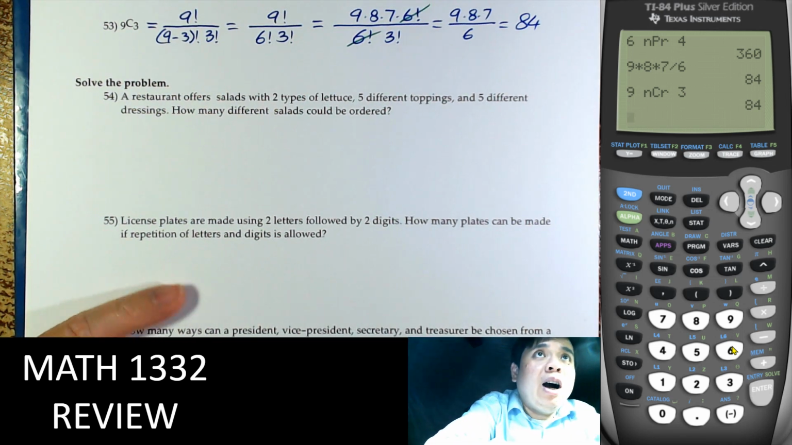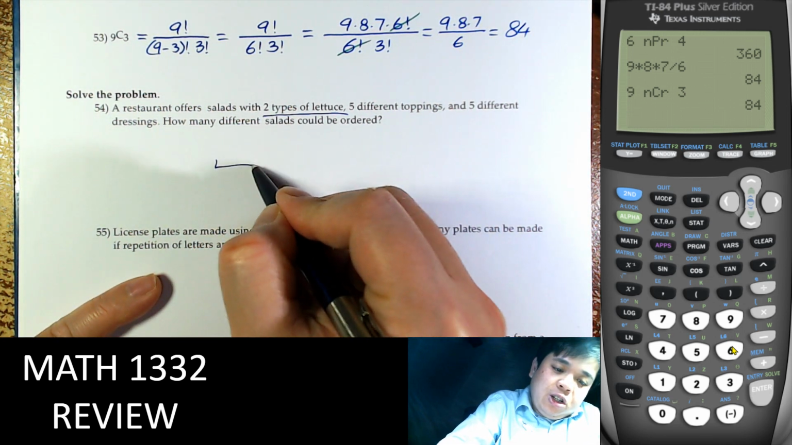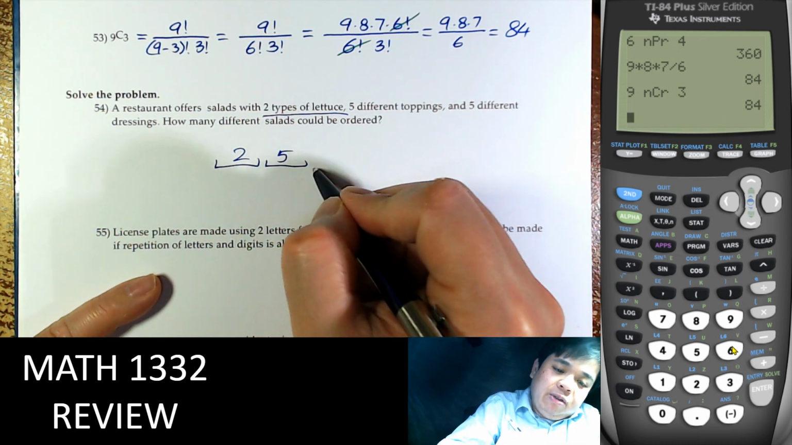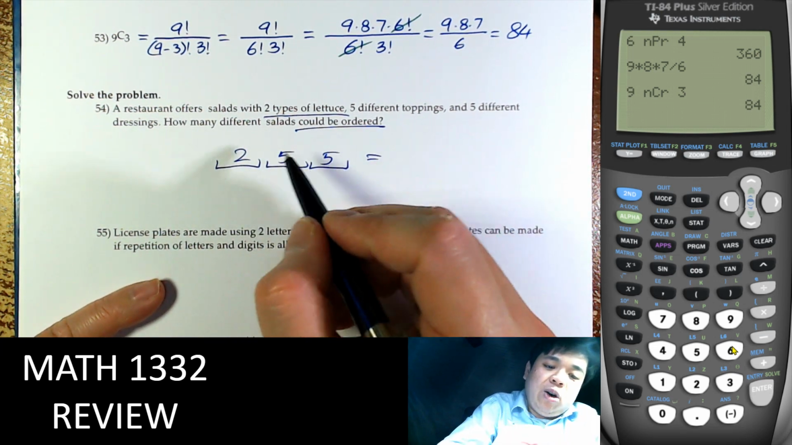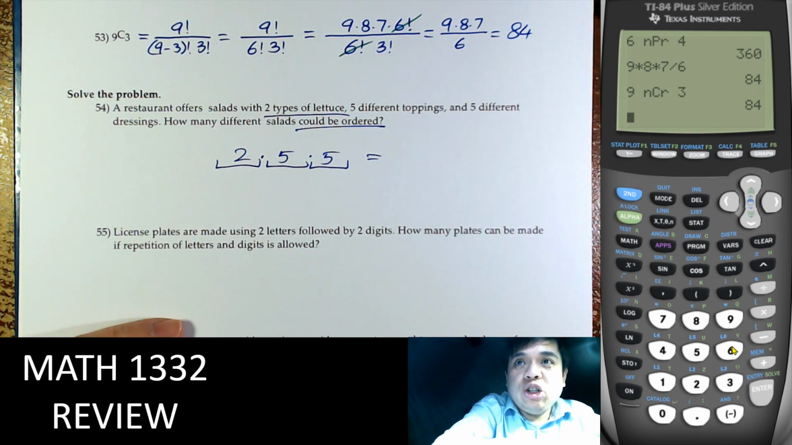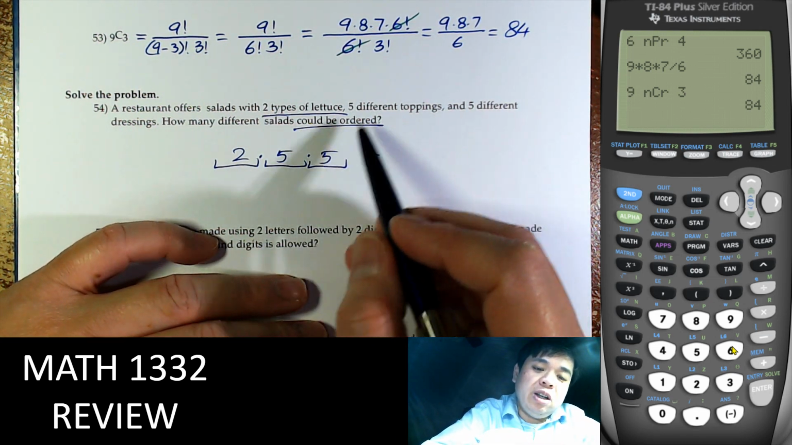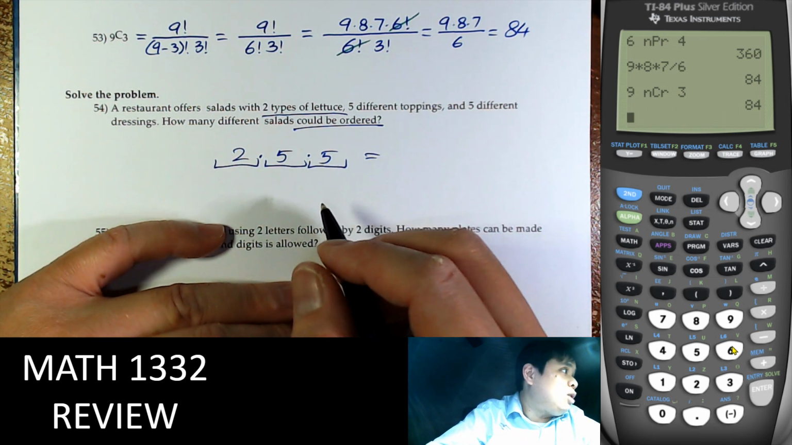Right. Now, a restaurant offers salad with 2 types of lettuce, 5 different toppings and 5 different dressings. How many can we order? Just multiply it. So we use the multiplication rule when there are multiple stages to the problem. We select 2 types of lettuce, 2 options, 5 options for toppings and 5 options for dressing, and multiply all of that, we have 50.